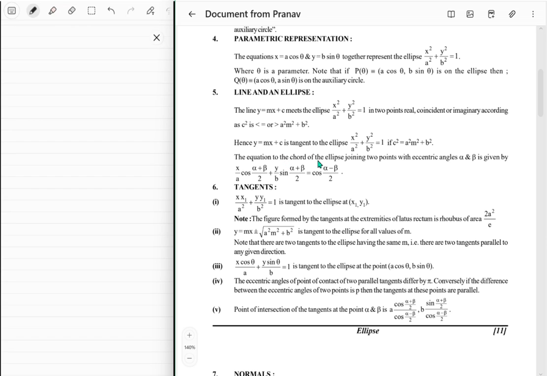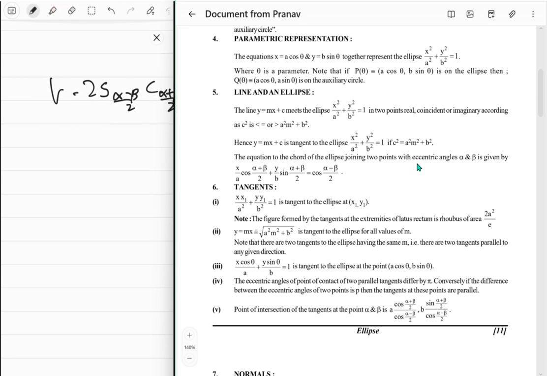The equation of the chord of the ellipse joining two points with eccentric angles alpha and beta is given by this. Oh, interesting. So what's the slope between two points with eccentric angles alpha and beta? It's going to be b times the subtraction of the sine values, which is 2 times sine of alpha minus beta upon 2, cosine of alpha plus beta upon 2, and then upon the same kind of stuff, just a.